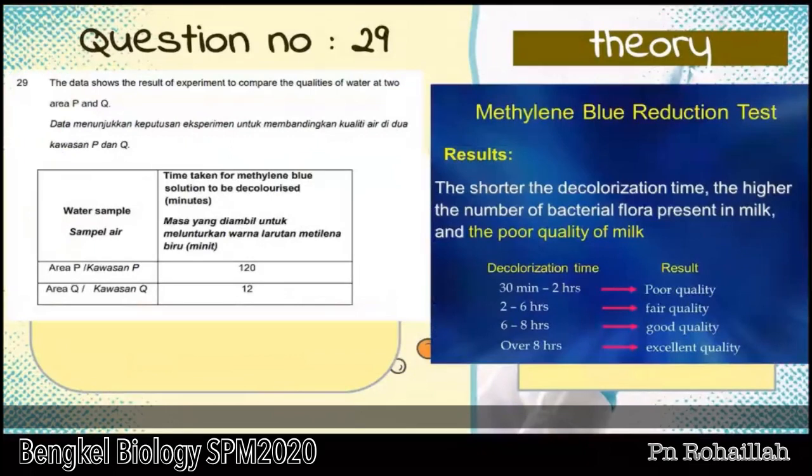Methylene blue reaction. The data show the result of the experiment to compare the quality of water. So underline the words quality of water. At two areas, P and Q. So look at the P. P needs about 120 minutes, barulah the methylene blue decolorizes. For Q, 12 minutes. Sangat cepat. Very fast. And then the methylene blue decolorizes. What does that mean? So you look here. There is another test.